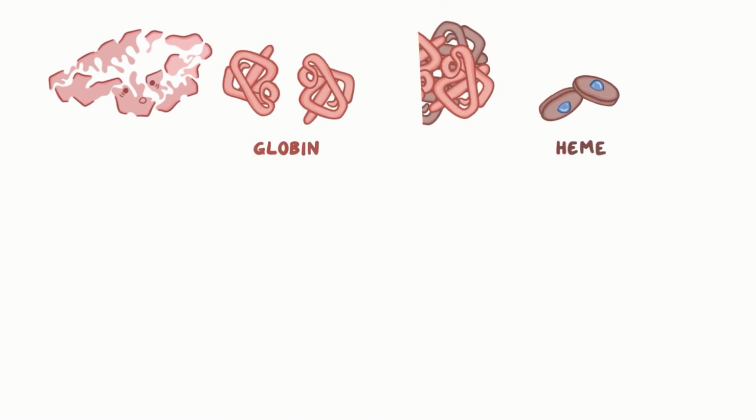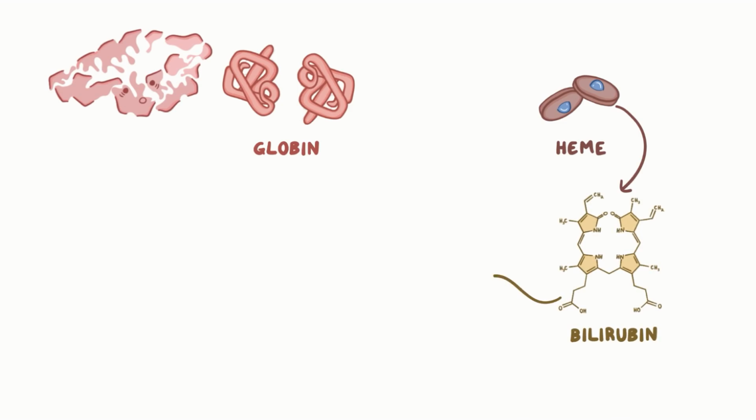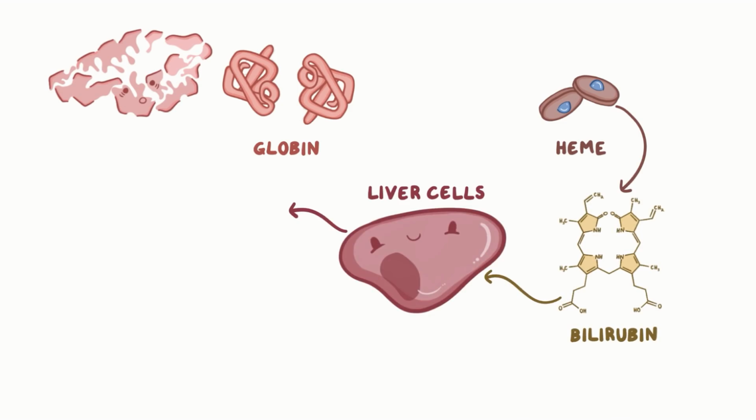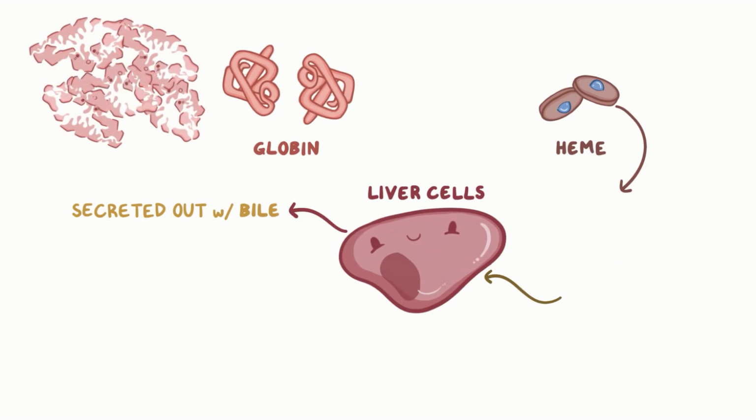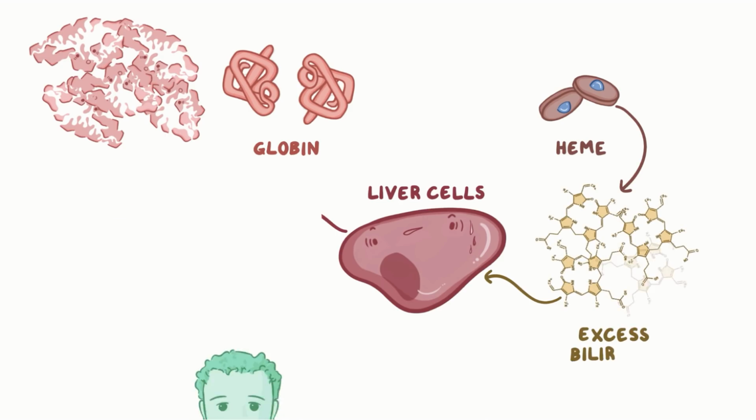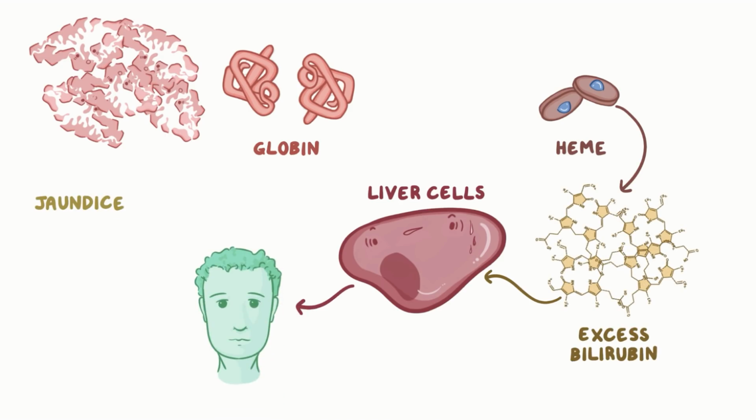So, when a red blood cell dies, its hemoglobin breaks up into globin and heme. Heme is converted into bilirubin, which is then taken up by the liver cells and eventually secreted out with bile. If all of a sudden your body starts breaking down more red blood cells than the liver cells can handle, the excess bilirubin stays in the blood and causes jaundice, where the bilirubin deposits in the skin and the eyes, causing them to turn yellow.